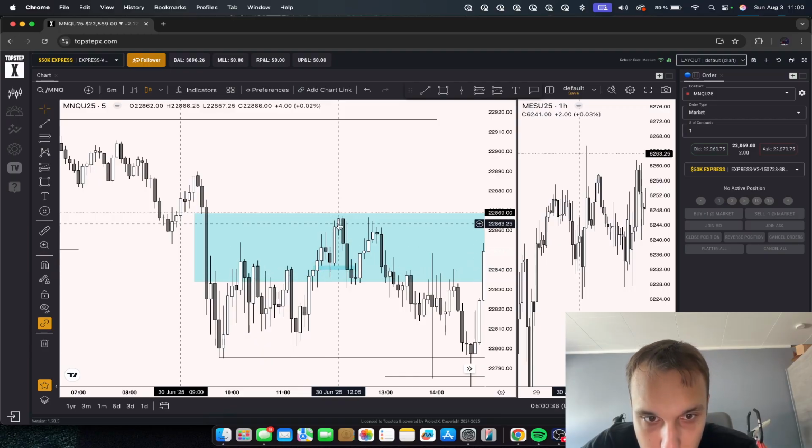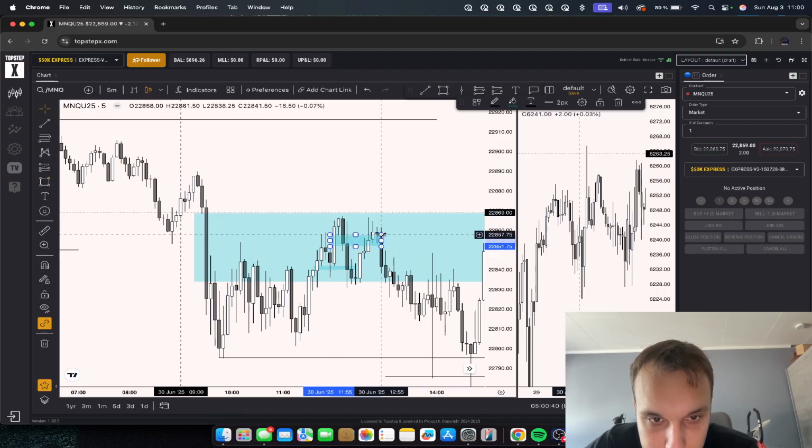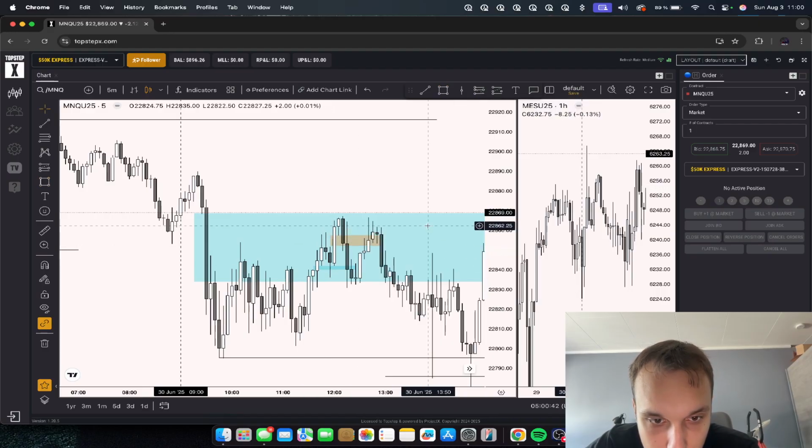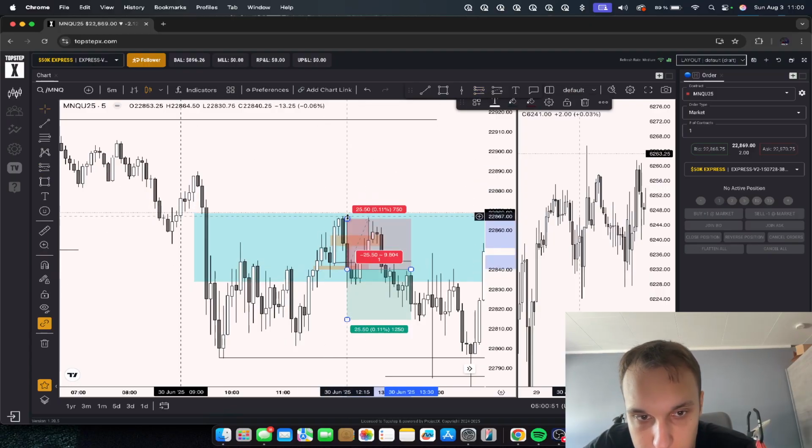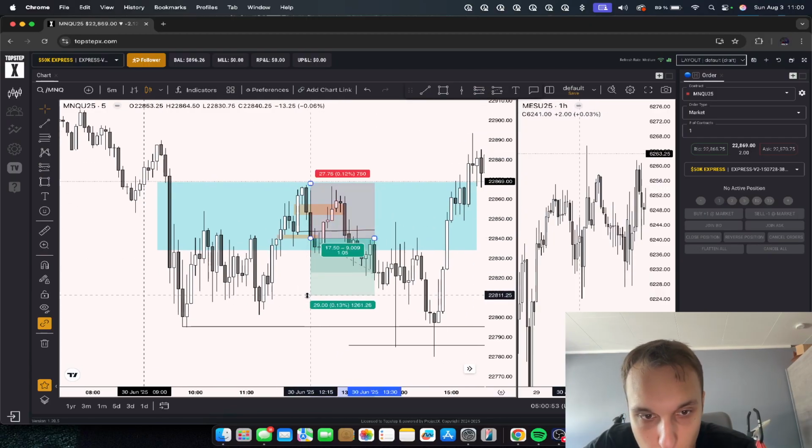We go higher, sweep out the high, create a new gap right here, and we inverse it. And we inverse this gap as well. And we give you a change in the state. And this is a relatively good displacement candle overall. I don't think this is the worst thing I've seen.